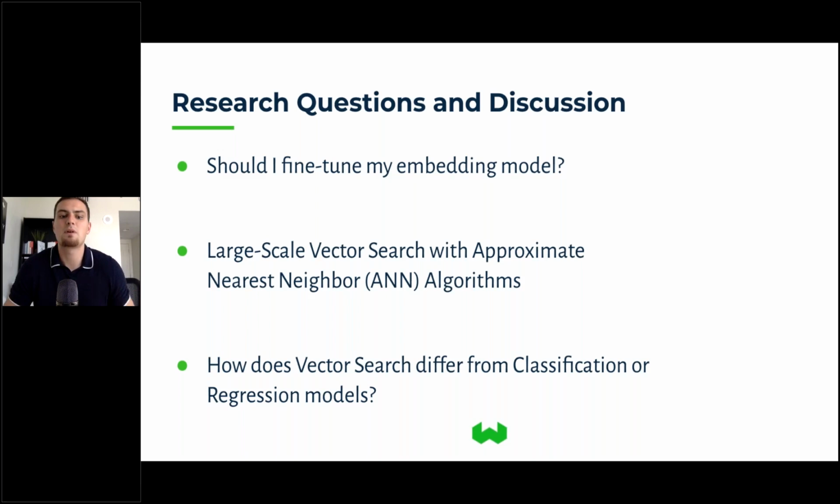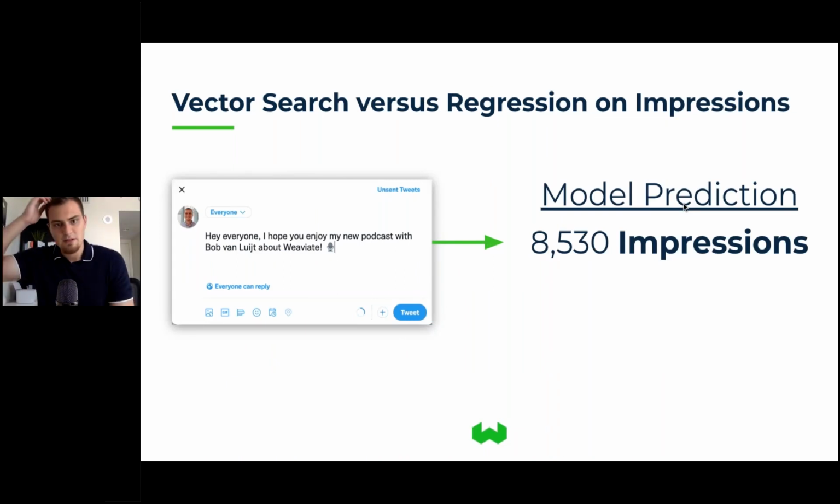Anyways, okay, so how does vector search differ from classification or regression models? To come back into the Twitter example, we might want to have some model that predicts how many impressions a tweet is going to receive directly. So say this tweet receives 8,530 impressions, and we just have this kind of blind prediction. And say that's higher than our threshold, so we go, okay, great, I'm going to send this tweet. I'm happy with that number of impressions.